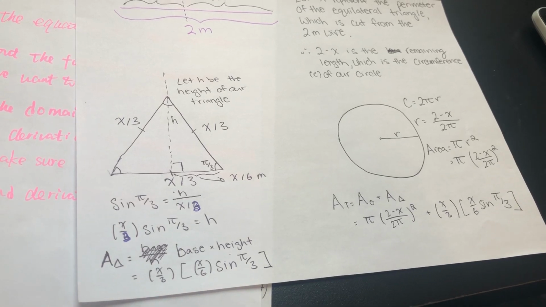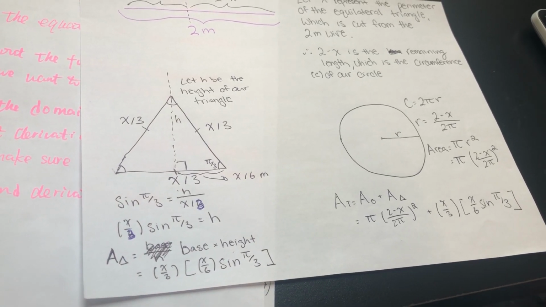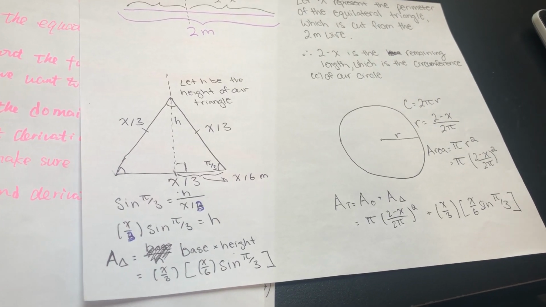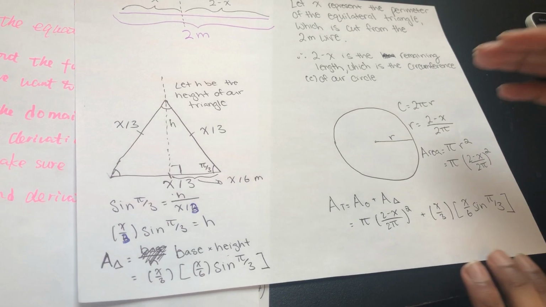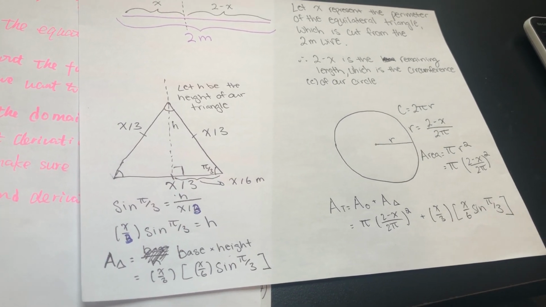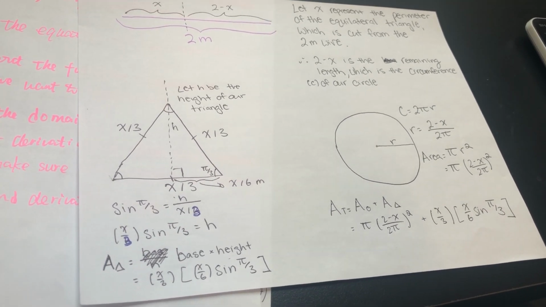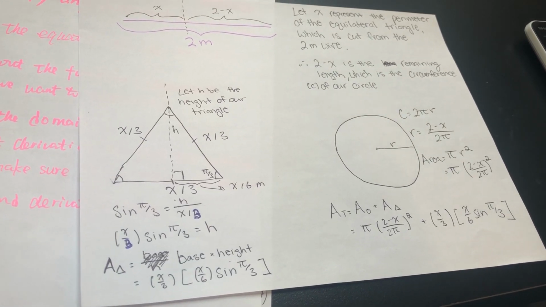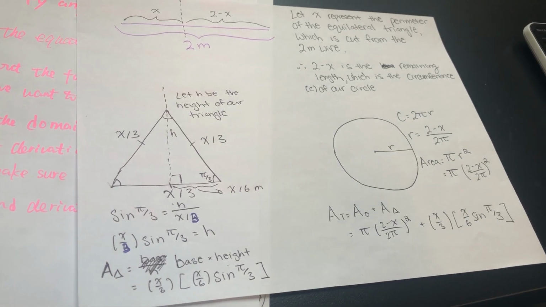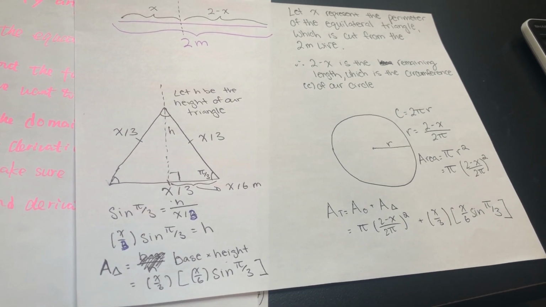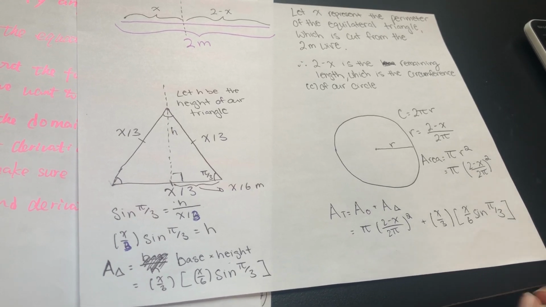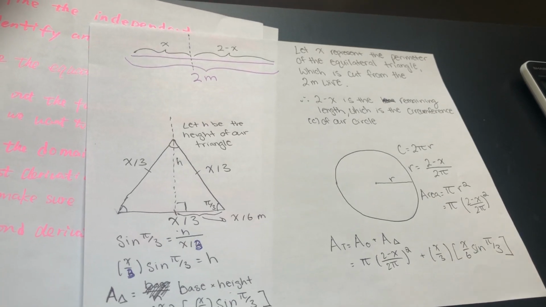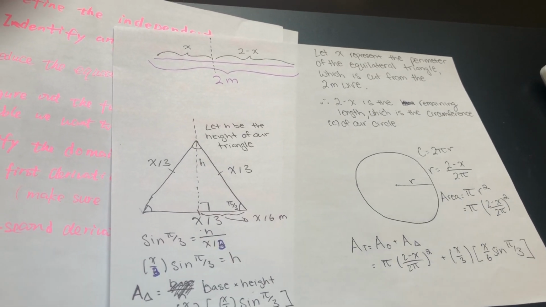Now let's shift our attention to our circle. We know that 2 minus x meters is the circumference of our circle. Using the circumference formula, circumference equals 2 times pi times the radius, we're able to get our radius. Now substituting that into the area formula, pi r squared, we end up with area equals pi times (2 minus x divided by 2 pi), the entire thing squared. Finally, the last step is to calculate your total area, which is the sum of the area of your circle and the area of your triangle. From there, you can take the first derivative to get your critical points, and you know what to do from there.